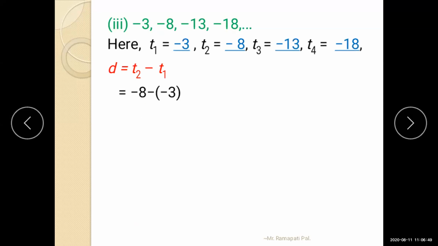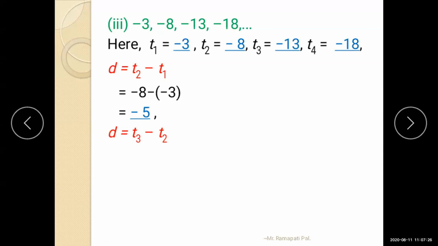Let's see. D is equal to minus 8 minus, in the bracket, minus 3. So minus minus will be plus. So minus 8 plus 3, that is minus 5. Is it clear? Neha, you have done wrong. Please correct it. Okay.